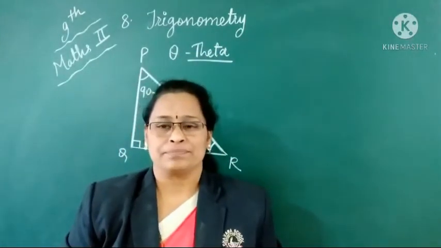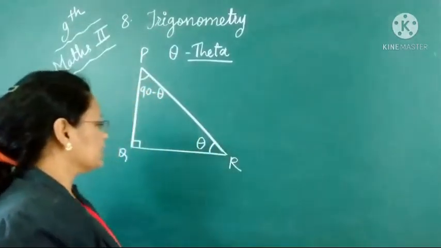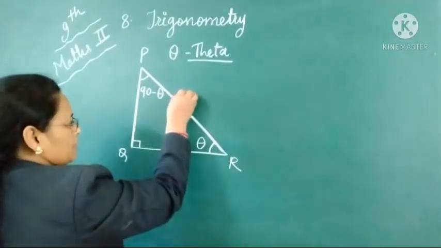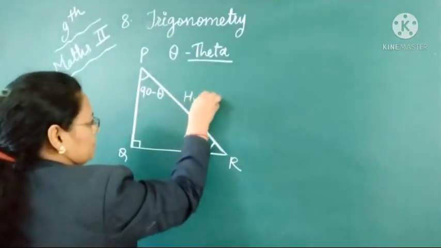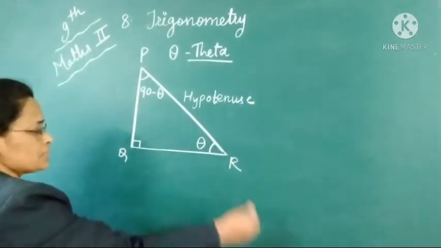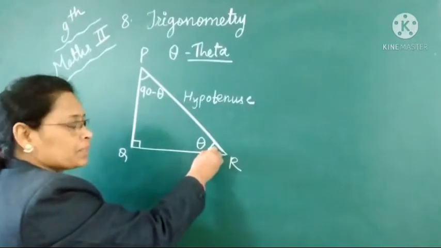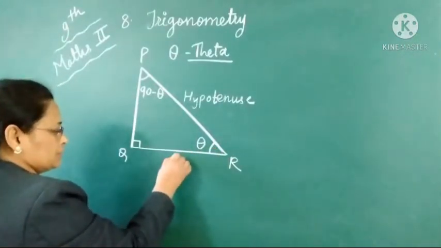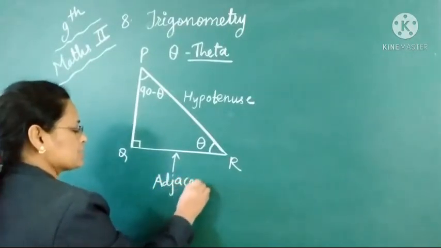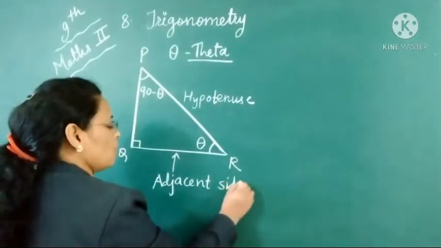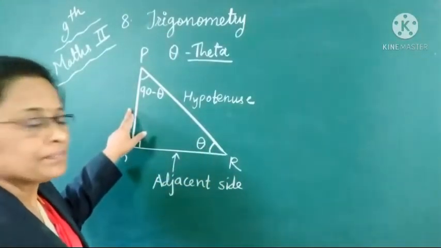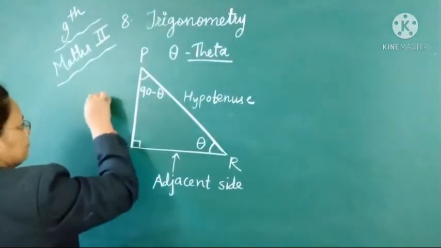Now let's see some of the concepts related to this. The side opposite to right angle is called as hypotenuse. Now this theta is an acute angle. Its adjacent side is QR. So this one is the adjacent side of theta. And the side in front of theta is the opposite side.